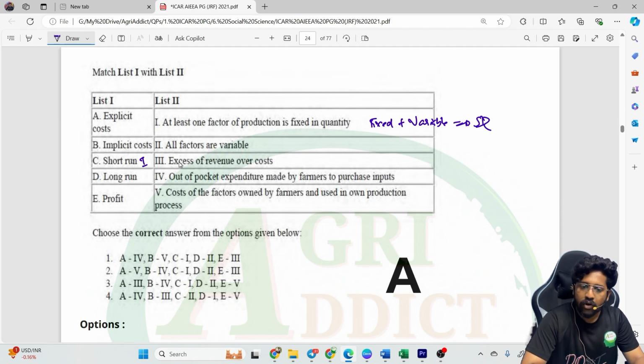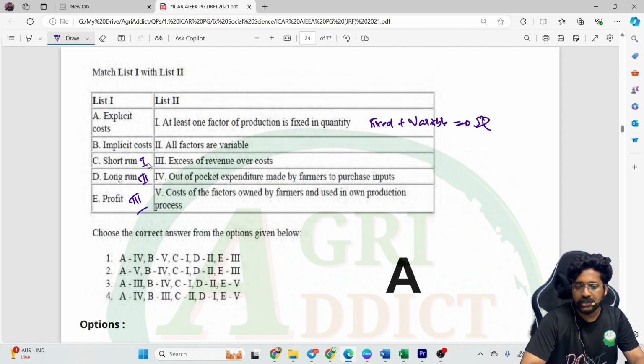What about the long run? All factors are variable in the long run, right? There are no fixed factors in the long run. So therefore, D can be connected with the second one. Excess of revenue over the cost is nothing but the profit. So E can be connected with 3.